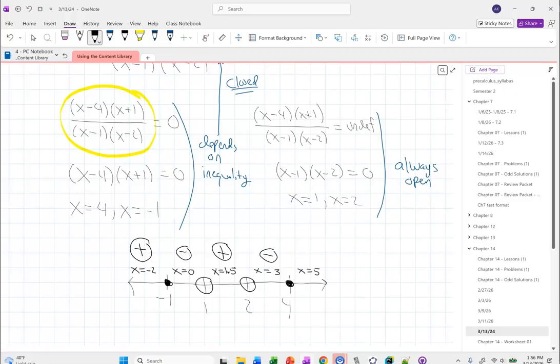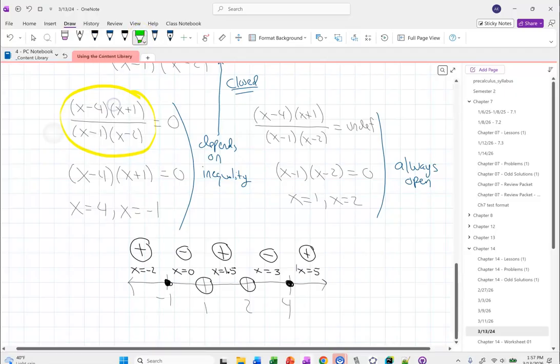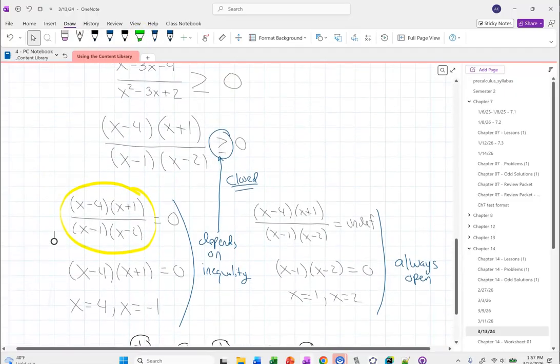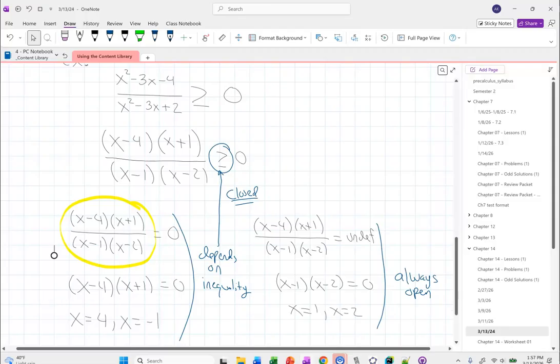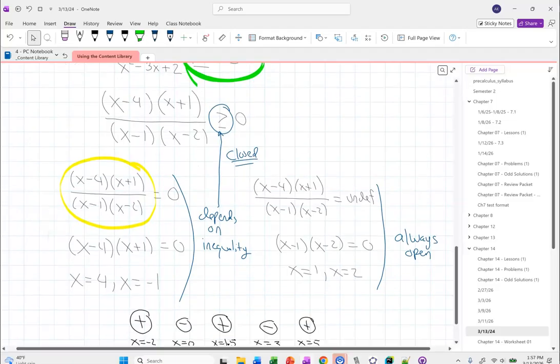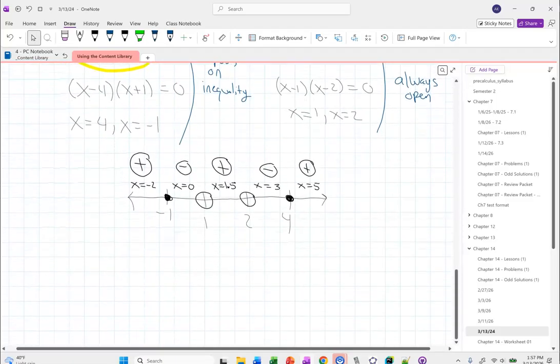And we'll plug 5 in. Positive, positive, positive, positive, positive. No negatives is positive. Is everybody okay with how I filled this in? All right, which sections of my number line am I interested in? Again, greater than 0, so I am interested in the positive parts.